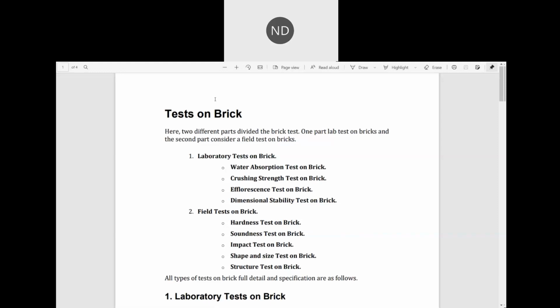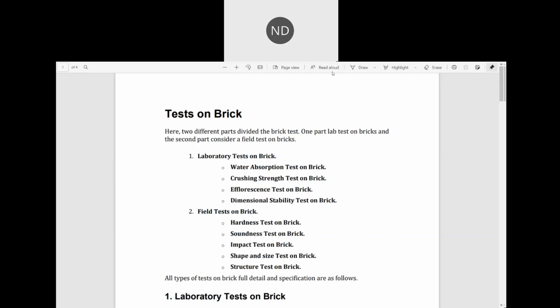Today basically we are going to talk about the brick. There are different types of brick. Which brick should you consider for your construction, etc. For that also different experiments are there. Here are two different parts. The first is laboratory tests on brick, and then field tests on brick. Field tests on brick, when you don't have any labs nearby, but you have to check the quality of the brick on the site itself, whether it is good enough or not for your construction.